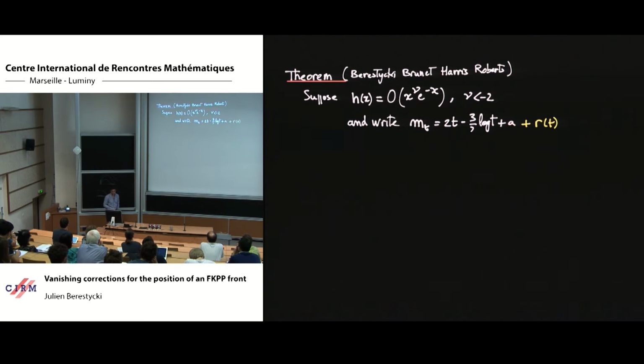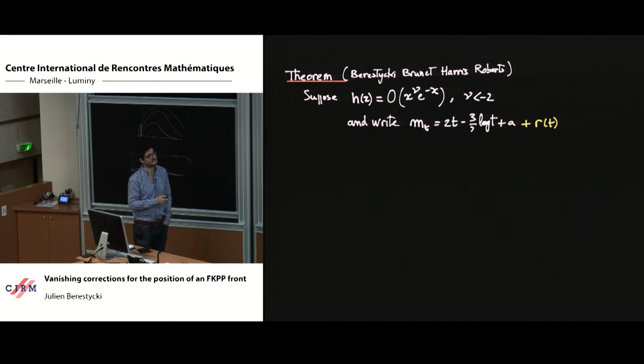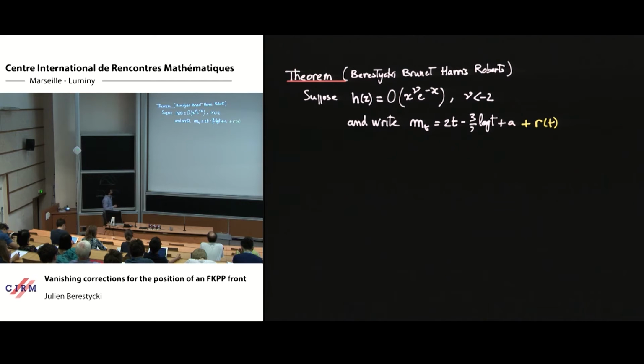Okay, so maybe it's time to give a result. Suppose that h of x here, I'm sorry, this is a change of notation, but h of x is going to be my initial condition. So this is this initial shape here with which I start, okay? And what I ask is that it decreases fast enough. So what is fast enough here? Well, I want it to decrease at least as fast as x to the minus 2 times e to the minus x. Okay? So that's already in Bramson, and essentially, if you are on the whole real line, this is what you need so that your expansion looks like 2t minus 3 half log t.